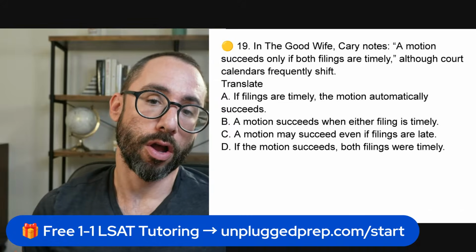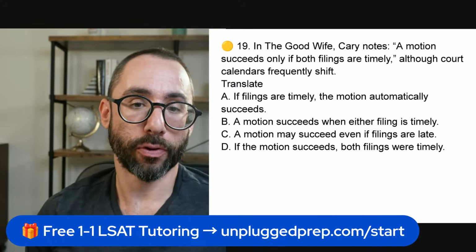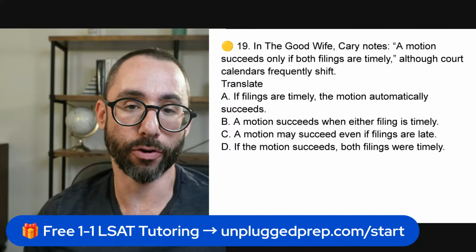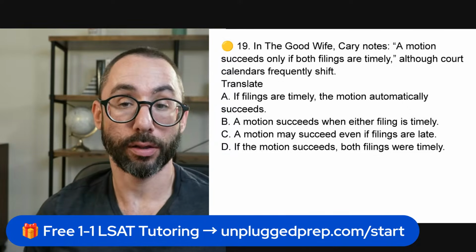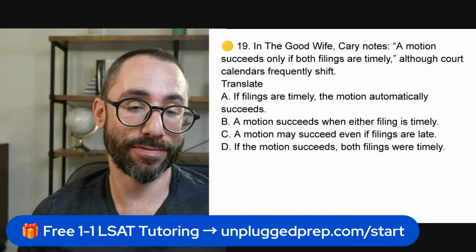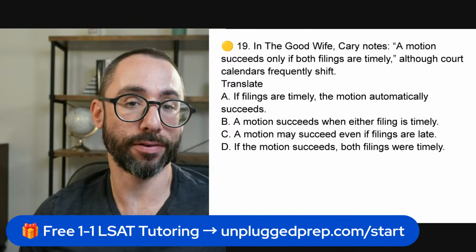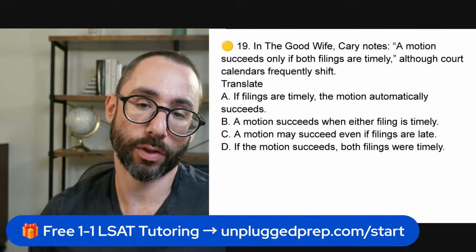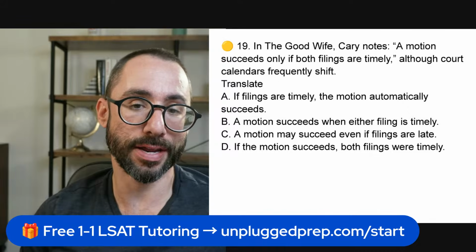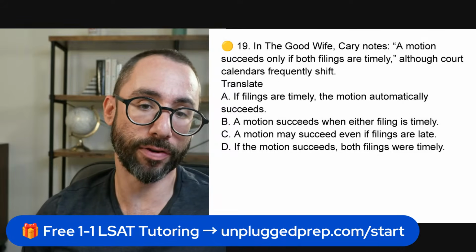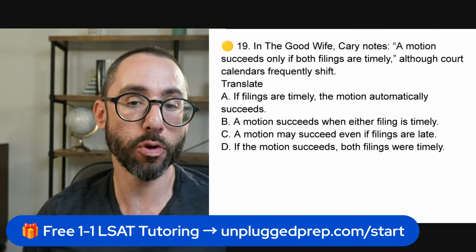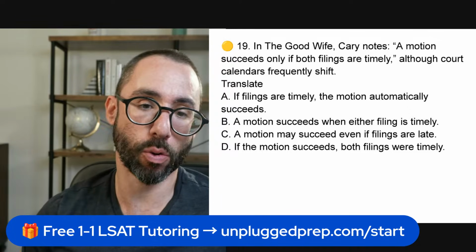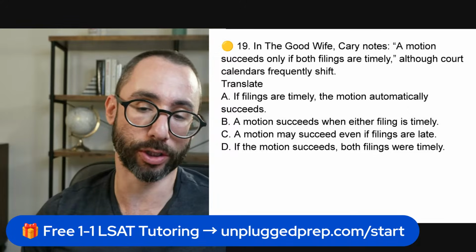Number 19, in The Good Wife, Carrie notes, a motion succeeds only if both filings are timely, although court calendars frequently shift. Let's translate this. A, if filings are timely, the motion automatically succeeds. B, a motion succeeds when either filing is timely. C, a motion may succeed even if filings are late. Or D, if the motion succeeds, both filings were timely. When you have your answer, please drop it in the chat, A, B, C, or D. If you're not sure, just drop a question mark.